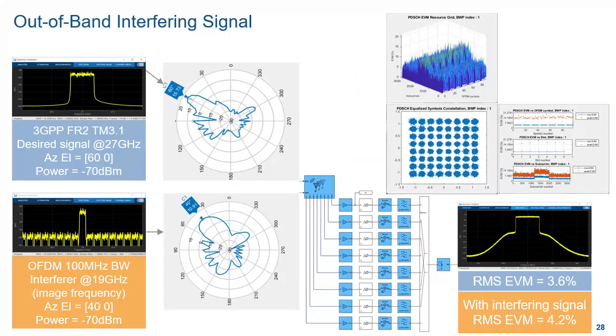The result is unfortunately that the resulting EVM is degraded from 3.6% to 4.2% in presence of the interferer. And when we look at the EVM per subcarrier, we can really see the folding of the 100 MHz of OFDM signal straight in the middle of our receiver bandwidth.